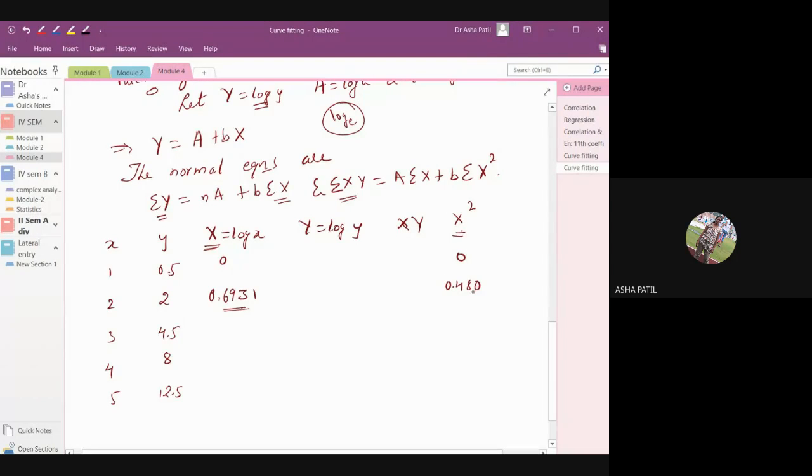Okay. Log 3. 1.098. Square it. 1.3259. Okay. Log of 4 now.